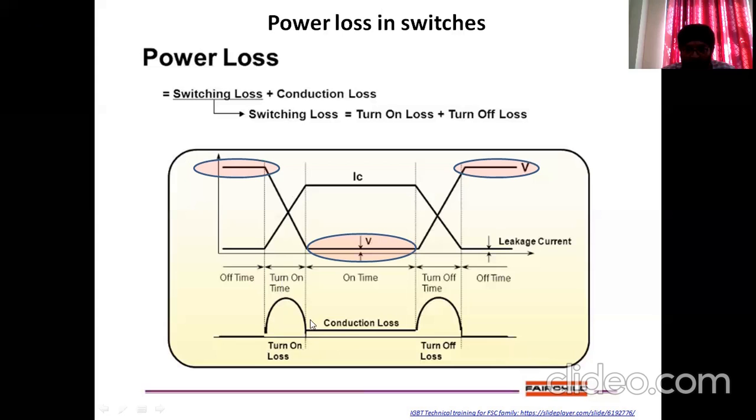These two losses during turn-on and turn-off can be combined together to make a switching loss. This is also a switching loss. This is also a switching loss. So they need to be summed together for that particular time cycle. The sum of all these losses plays an important role in calculating the efficiency of these switches. So these losses should be as low as possible for high efficiency applications.